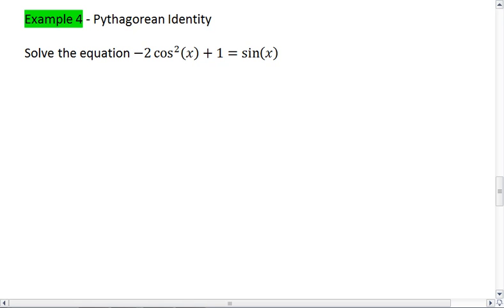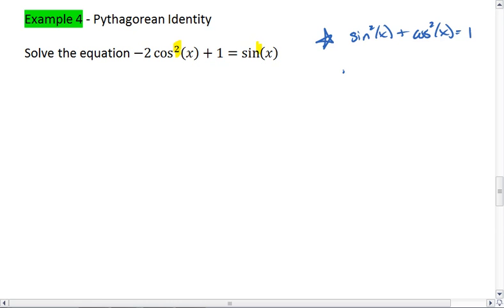Example 4 is working with the Pythagorean identity. So we want to solve the equation -2 cosine squared x plus 1. What we should see is that we have both a square and a first power, but they're different trig functions. That's going to cause us problems until we realize cosine squared, we know how to write that in terms of sine. In fact, we know that sine squared plus cosine squared is 1.